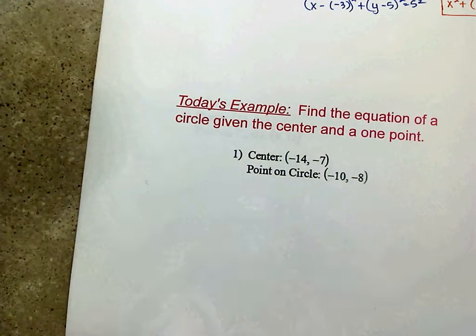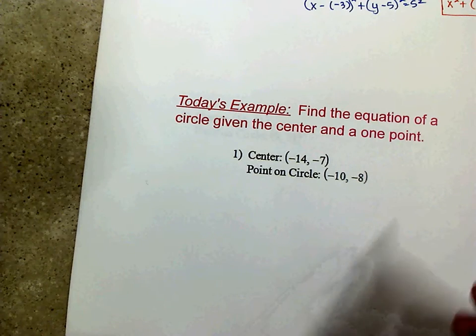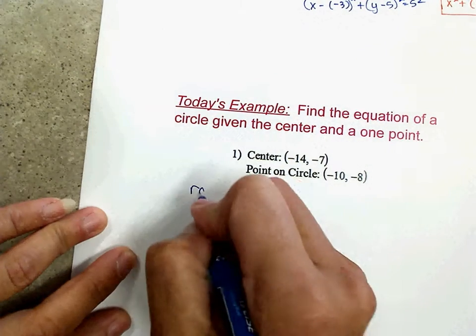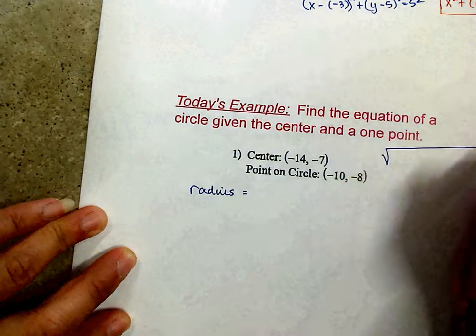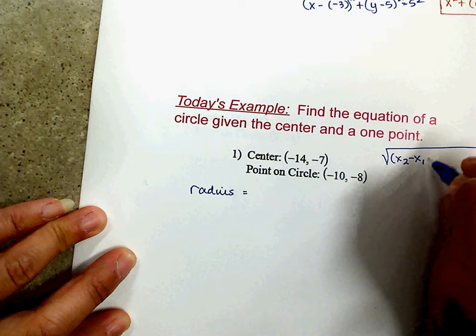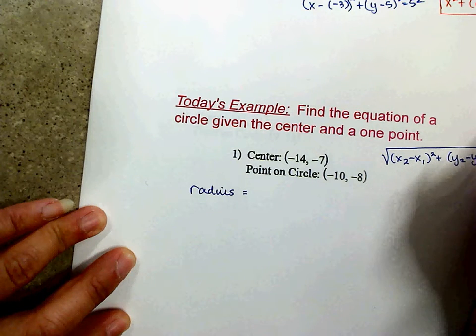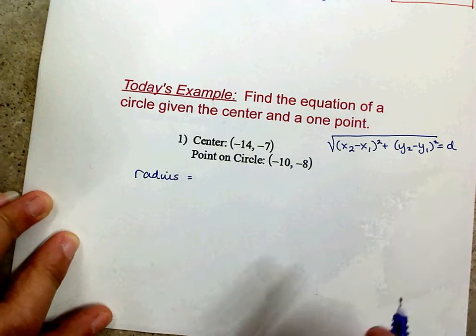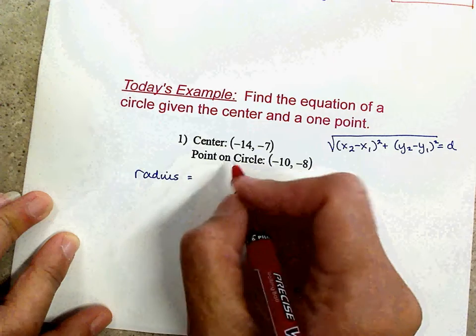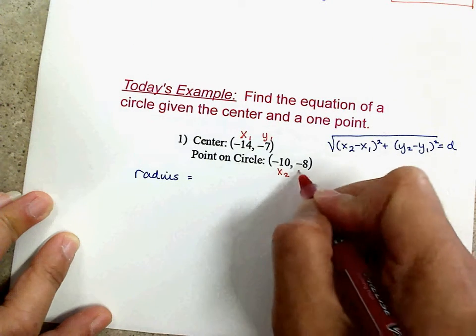And how are you going to find your radius? You are going to use the distance formula. Okay? So your radius. Remember your distance formula? Let me write that over here. The square root of x2 minus x1 squared plus y2 minus y1 squared is equal to your distance. And that is what you are going to use. Here we go. We'll call this one x1, y1, x2, y2. So let's go find our radius.